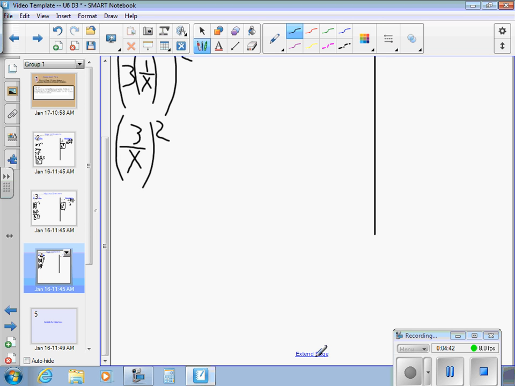And when I square that, well, 3 squared is 9. Well, let me back up. 3 squared is, of course, 3 times 3. And x squared is x times x. And now that is 9 over x squared.